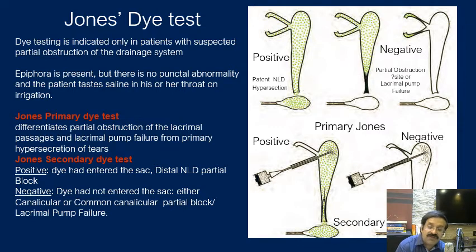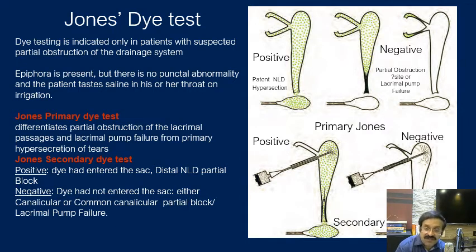So the epiphora might be due to hypersecretion, that is secretion occurring more than the eye can physiologically drain out, or there might be a pump failure which is simply not able to keep up with draining against the secretion. Now on the right side you have negative. Negative in a primary dye test means you have the fluorescein, but the cotton tip applicator doesn't collect any fluorescein or dye. So what could be the possible interpretation? You could have a partial block, obviously, or you could have pump failure.